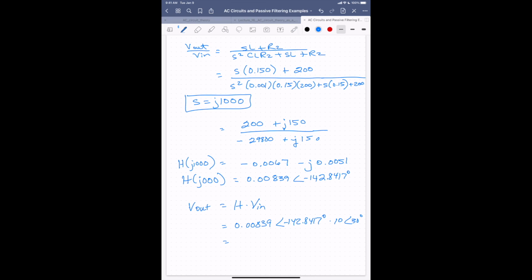When we do that multiplication, it's easy when it's in this form. We end up with V out magnitude 0.0839 and an angle of minus 112.8417 degrees. So there it is in polar form. If we want to write that as a time-varying signal, which I encourage you always to do, you'll end up with 0.0839 cosine of omega t, and omega was 1000, so 1000 t minus 112.8417 degrees volts. And there's our answer.